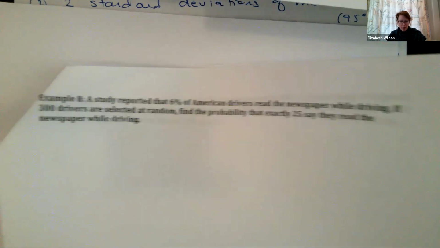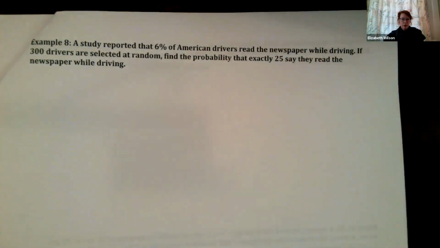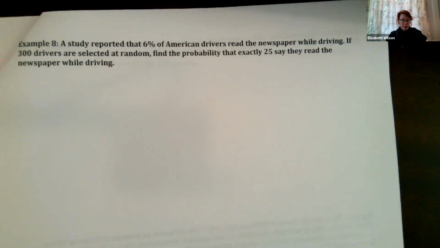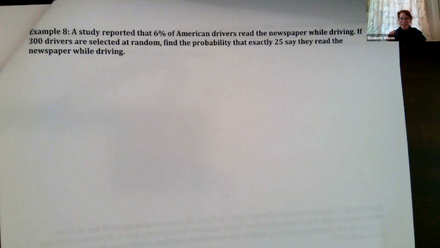All right, so I'm on my example sheet. This is example 8 that I'm looking at for chapter 4.3, which is our normal probability distribution function. Example 8 says, a study reports that 6% of American drivers read the newspaper while driving. If there are 300 drivers selected at random, we want to find the probability that exactly 25 say that they read the newspaper while driving.